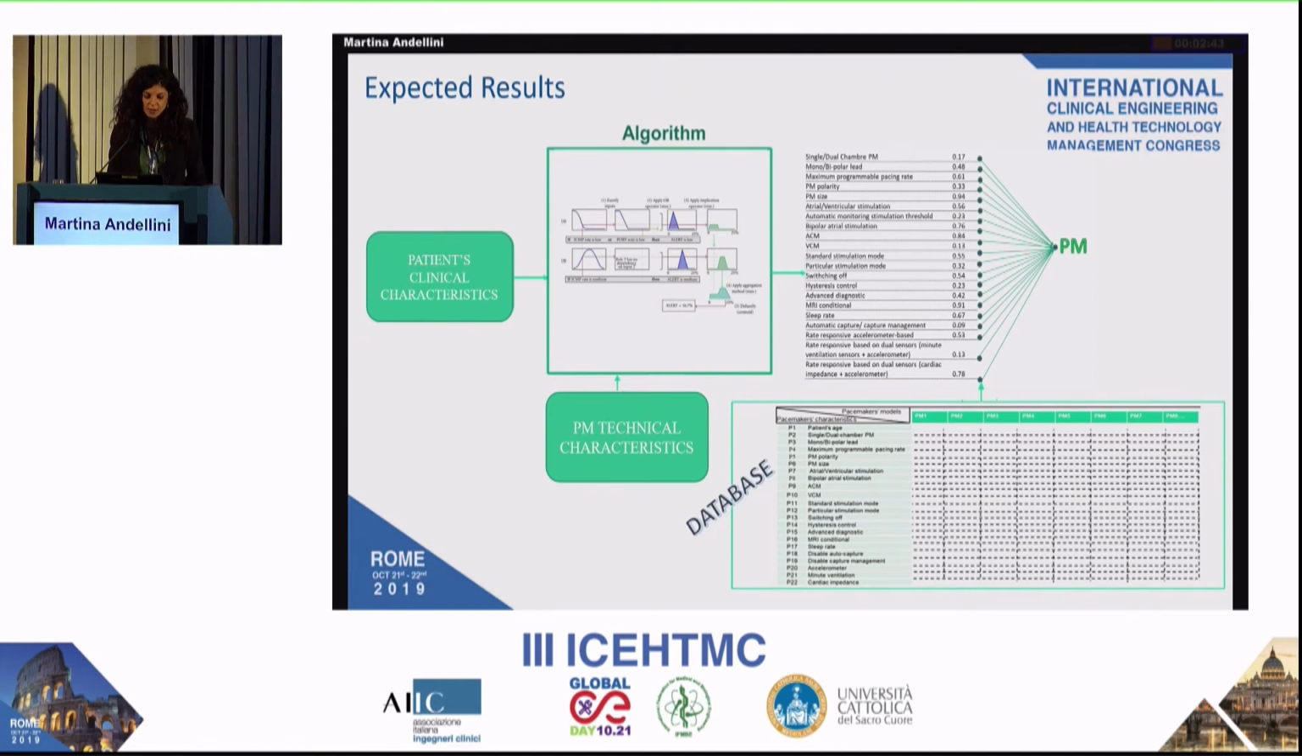So starting from the patient clinical characteristics and the pacemaker technical characteristics, through a fuzzy logic algorithm, we obtain a percentage score for each pacemaker technical characteristic, and crossing the data within the database built before, in which each pacemaker model from different manufacturers was described with respect to the same technical characteristics, which are associated with a percentage score, we can identify the model or the limited number of models which perform better and which reflect the clinical question under evaluation.